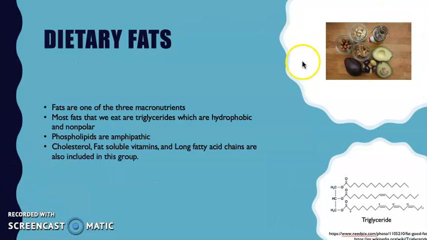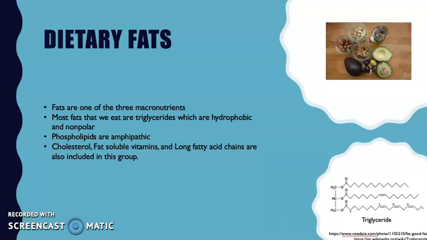As seen in the right-hand corner, dietary fats come in a variety of different forms. They are found in oils, butter, nuts, avocados, and much more. Most fats are triglycerides, but there are also phospholipids, fat-soluble vitamins, cholesterol, and long fatty acid chains. All of these molecules associate with one another because they are either hydrophobic or amphipathic in the case of phospholipids.